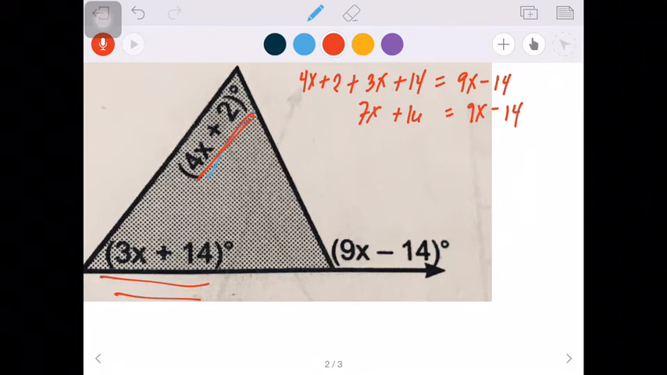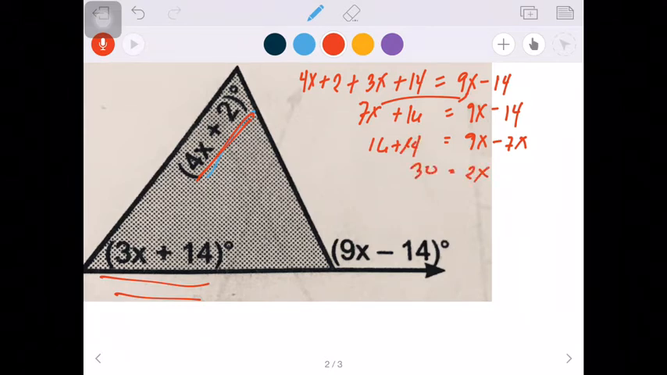And if we use the properties of equality, we can transfer 7x to this side, which becomes 9x minus 7x, and negative 14 to the other side. So that becomes positive 14. 30 equals 2x, and x equals 15.